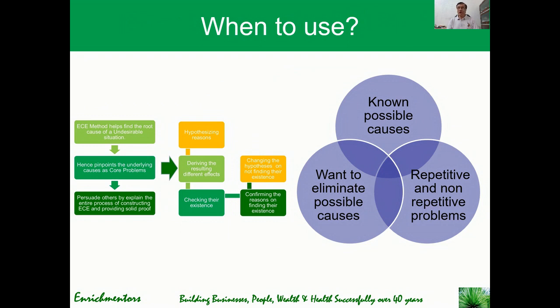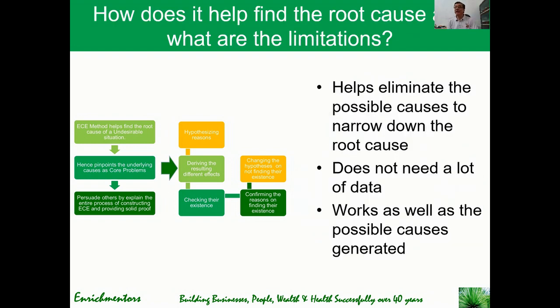When the possible causes are known, then only can you hypothesize, you can make a hypothesis. It could be used in a repetitive or non-repetitive problem, and you want to eliminate the possible causes. You want to see, out of the three causes or three hypotheses, which one is right, which is the root cause of the problem. How does it help you find the root cause? It eliminates the possible causes by narrowing down to the root cause. You make a hypothesis. If the hypothesis doesn't come true, you eliminate that cause. And like this, you move forward.